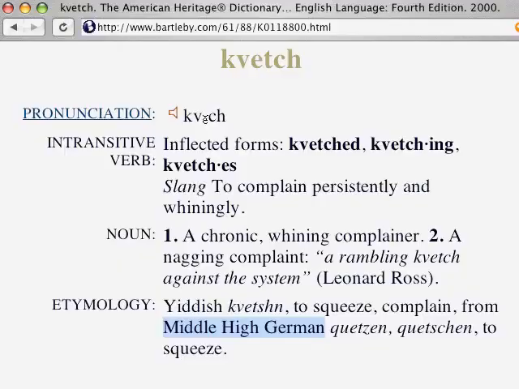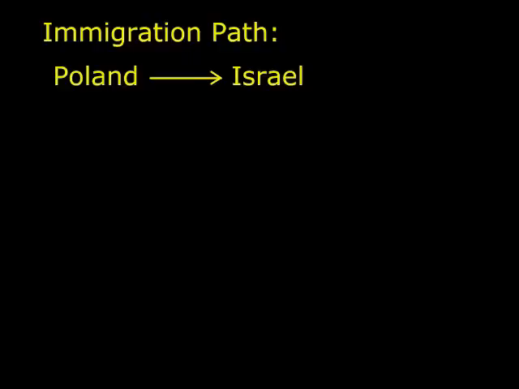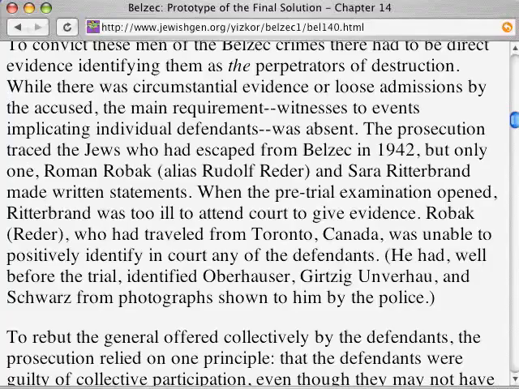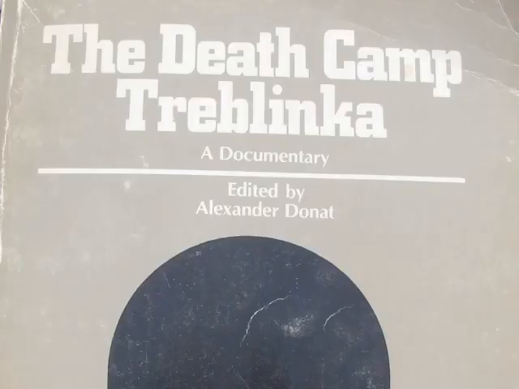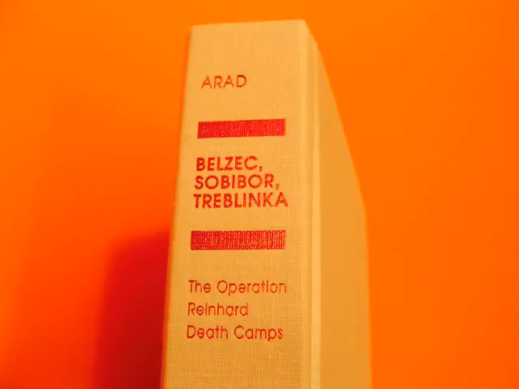Many Polish Jews changed their names as well. Just in the people we've looked at in this video, we find that Rudolf Rieder, Belzec's only alleged Jewish survivor, used to be Roman Robach. The author of this book, Alexander Donat, used to be Mikhail Berg. Yitzhak Arad is another example.